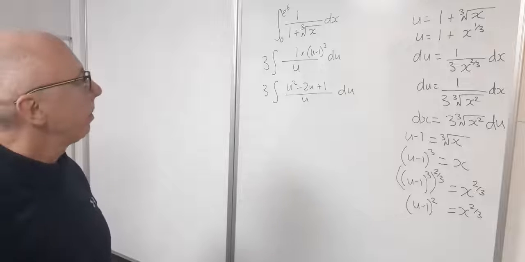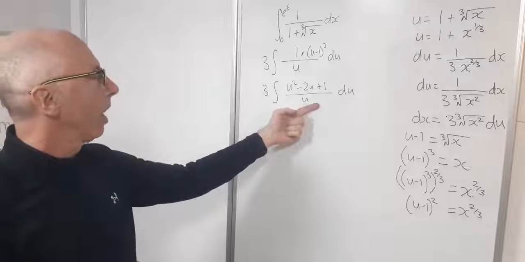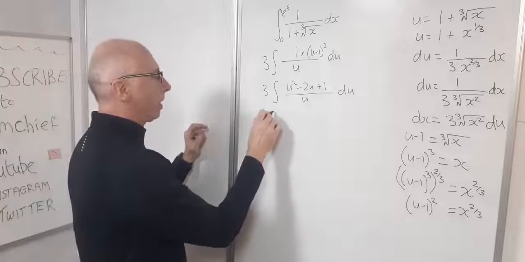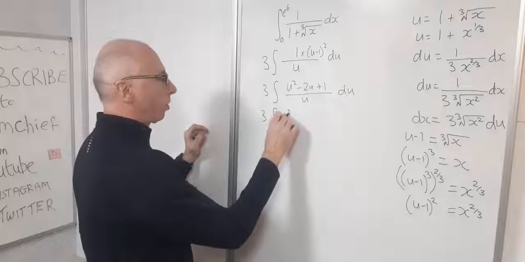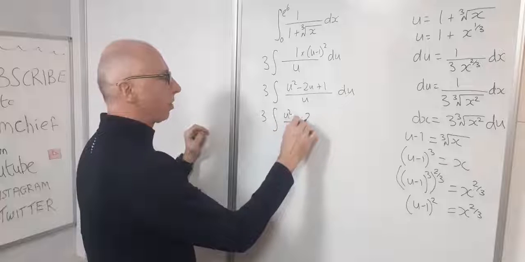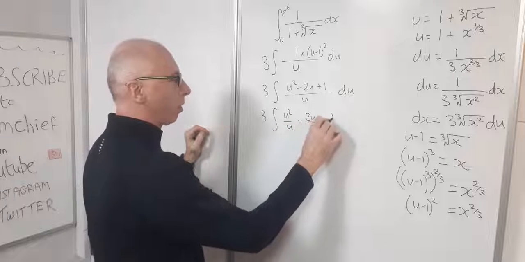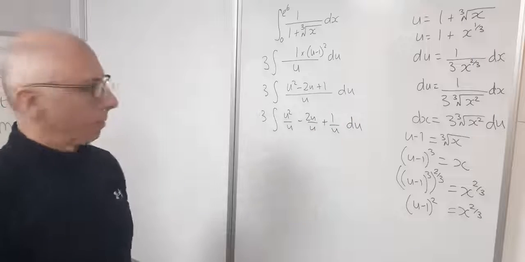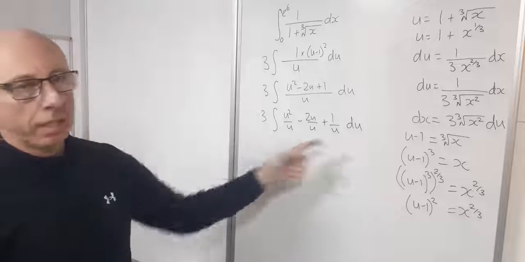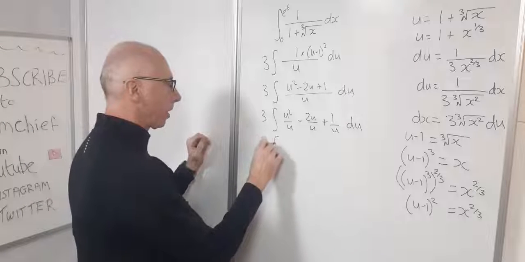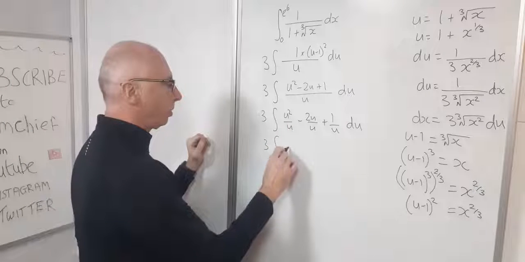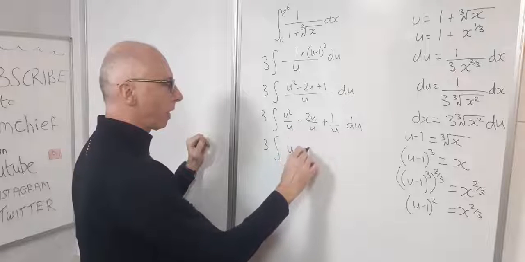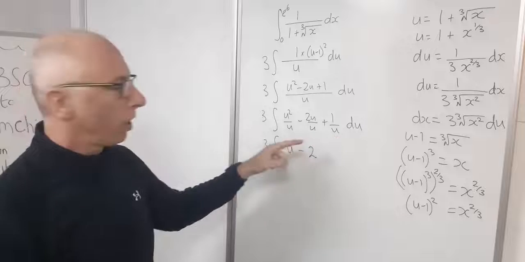Okay, now to deal with this, I'm going to split the fraction into 3 different parts. So now I've got 3 times u squared over u minus 2u over u plus 1 over u, and that's all my integrand du. Okay, let's simplify this off. Let's cancel out some of those u's. So u squared over u will just give me u, minus 2u over u will just give me minus 2, and then plus 1 over u.